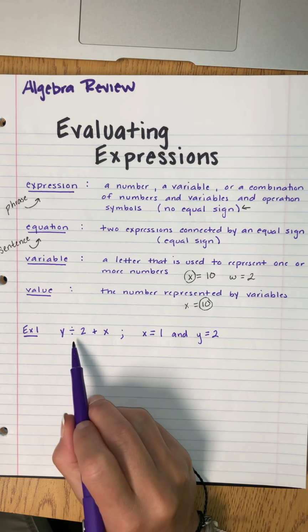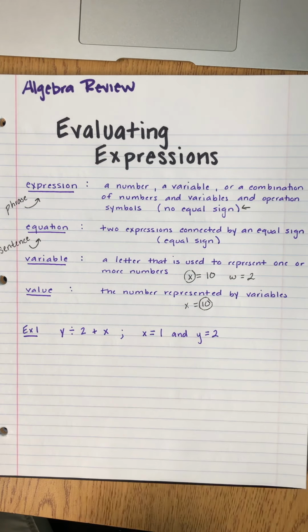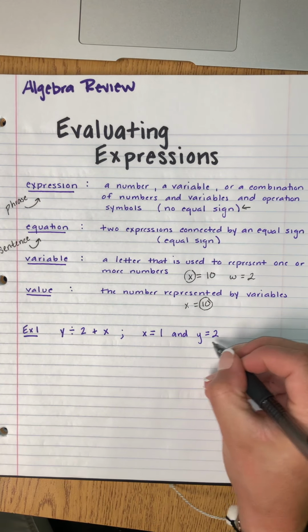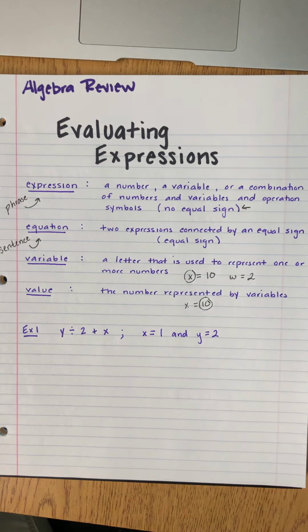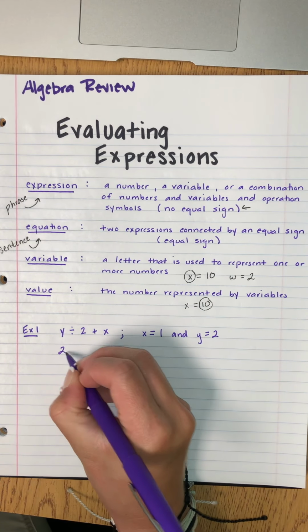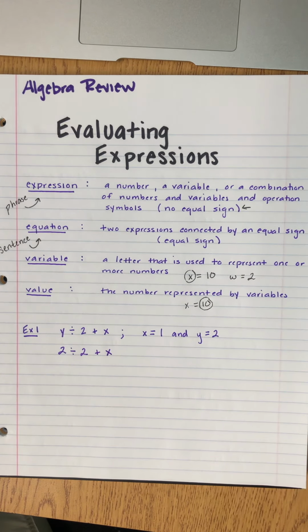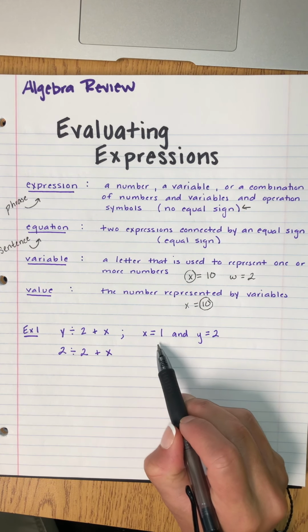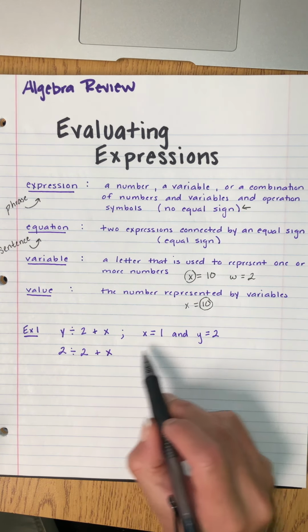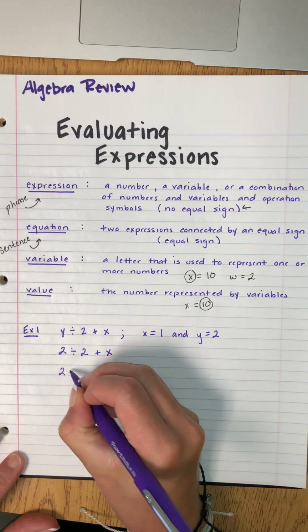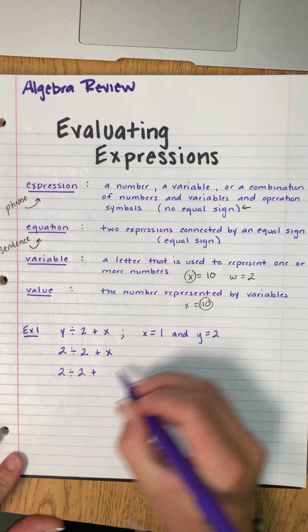So we're saying y divided by 2 plus x. Well, we can't solve that until we have our values plugged into it, right? So what is y? y is 2. So we can take this 2 and plug it in to y. So 2 divided by 2 plus x. Okay, well, x is our second variable, and x represents 1. So we're going to substitute this x for what it represents, and that is a 1. So 2 divided by 2 plus a 1.